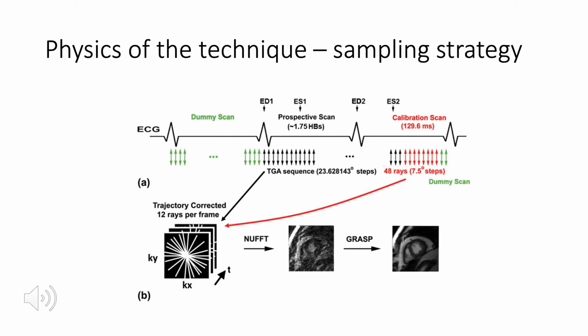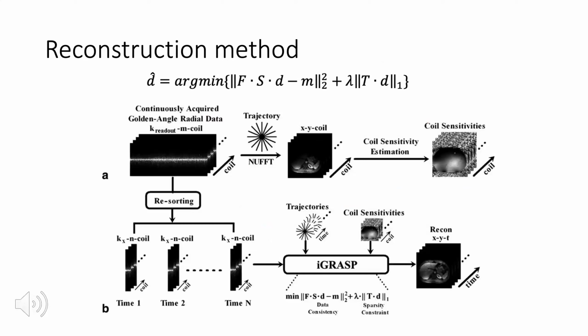Each radial spoke is spaced by the tiny golden angle, which is 23.6 degrees. And then in the remaining 129.6 milliseconds, they perform a calibration scan where they collect 48 radial spokes, each of them spaced 7.5 degrees from each other. This calibration scan is used to correct image artifacts from magnetic field gradient delays and eddy currents. After k-space data is acquired, we need to perform reconstruction to get back to the image domain.